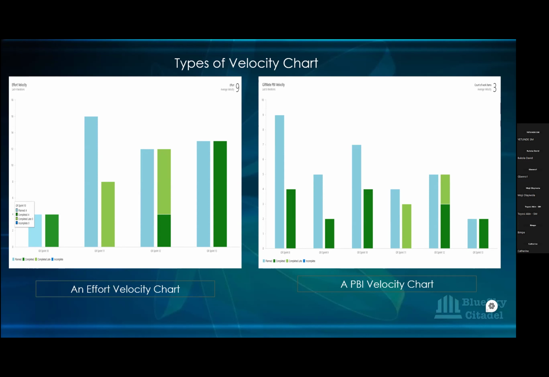Okay. So that is the one for an effort velocity chart. And this is the one for a PBI velocity chart. So they are tracking two different things. And it's for the same team, but they are just tracking different things, like I said. So if you look at this, it's saying the average velocity. It's telling them the count of work items, the count of stories they can take in is 3.